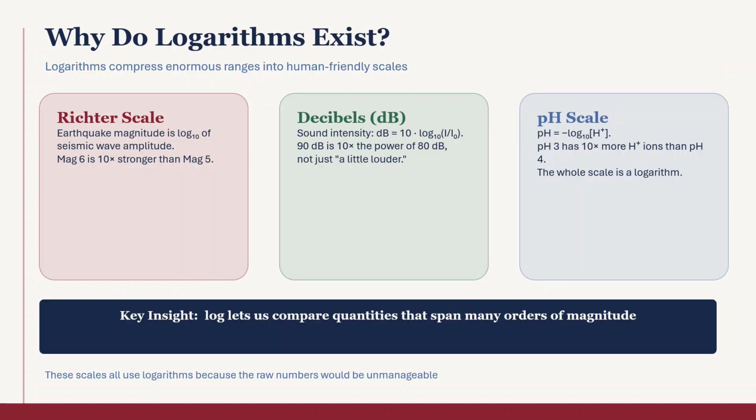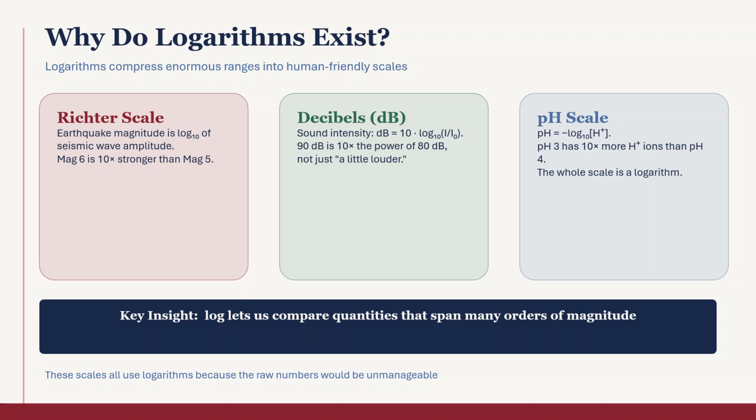Why do logarithms exist? Before we define them formally, let's see where they show up in the real world. The Richter scale measures earthquake magnitude. Each whole number step represents a 10-fold increase in amplitude. So a magnitude 7 earthquake is not slightly stronger than a magnitude 6. It is 10 times stronger. That scaling is logarithmic. Decibels measure sound intensity on a logarithmic scale. A conversation at 60 decibels is not twice as loud as a whisper at 30 decibels. It is 1,000 times more intense.